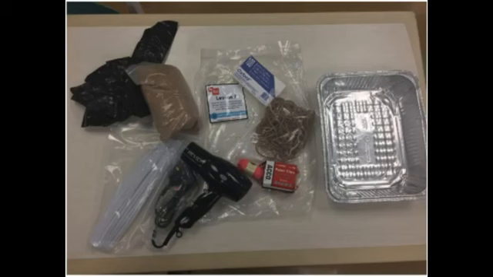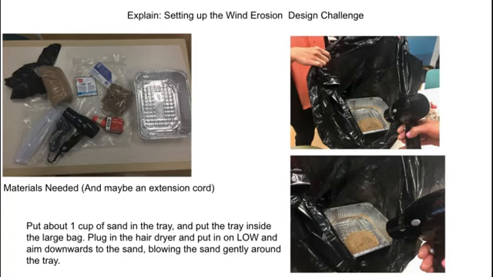Then show them the materials they will have for building the model of a windbreak. Students will have pipe cleaners, yarn, rubber bands, index cards, and paper clips provided in the mySci kit for students to use for building windbreaks. Sand, a foil pan, a trash bag, and a hairdryer are provided as well to model a dust storm and to test their designs.